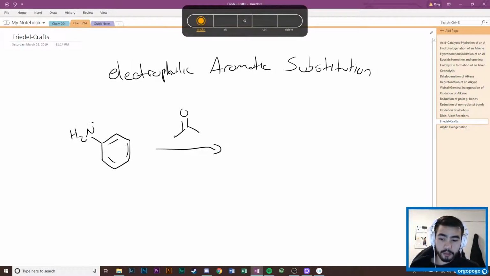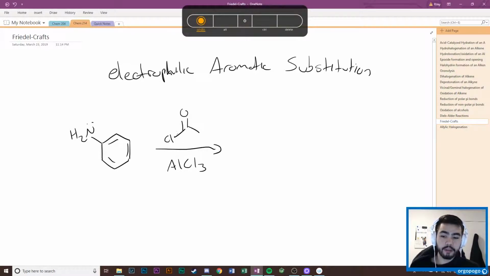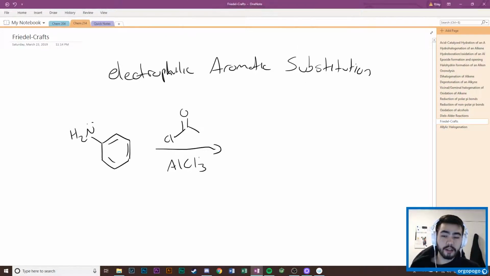I forgot to draw a bond. With acyl chloride. And all of these Friedel Crafts are going to require a Lewis acid catalyst. We're using aluminum trichloride. This halogen should match this halogen. So if I used acyl bromide, I'd have to use aluminum bromide.